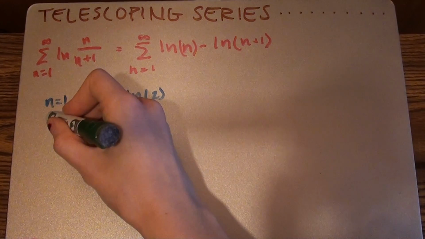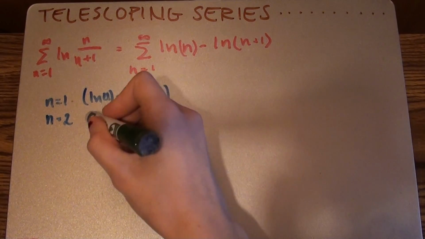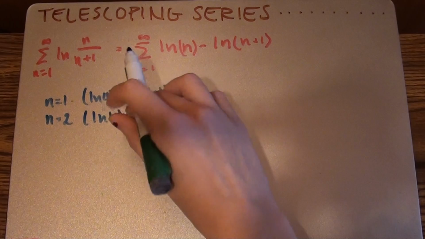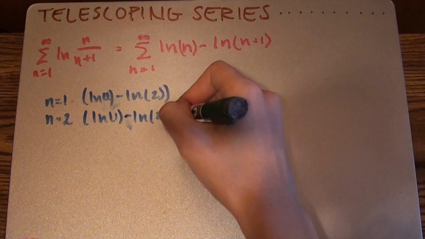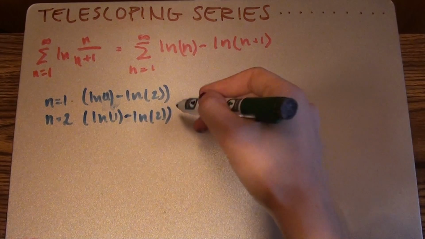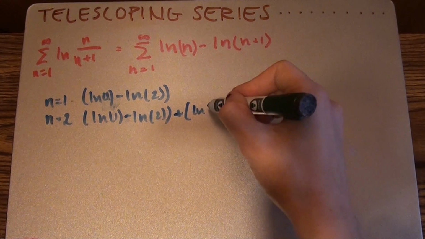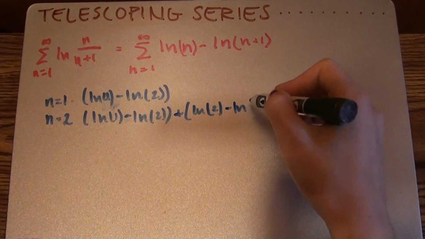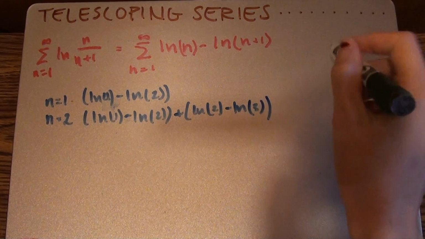Now let's do it for when n equals 2. This is our next partial sum, so we have n equals 1 still being added on, the natural log of 1 minus the natural log of 2. Now we're going to add on n equals 2. The natural log of n in this part is 2, minus the natural log of n plus 1, which is 3. So these are two partial sums.